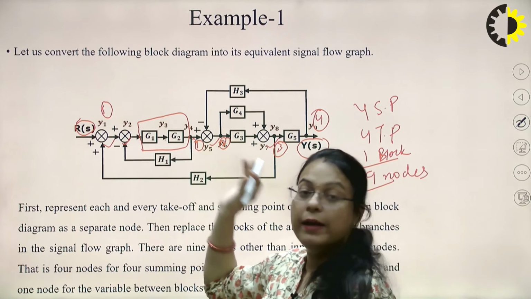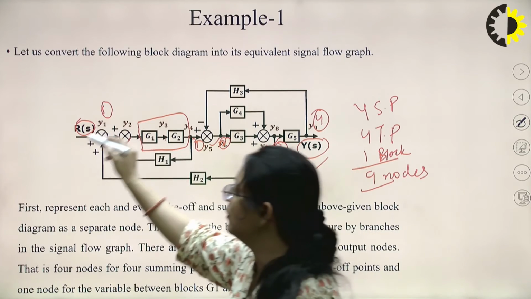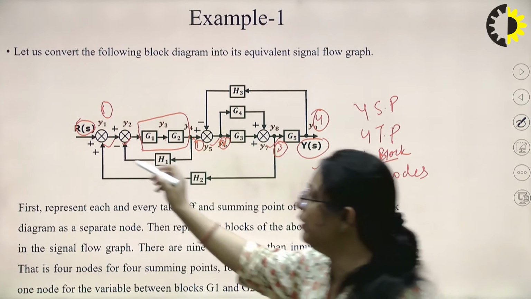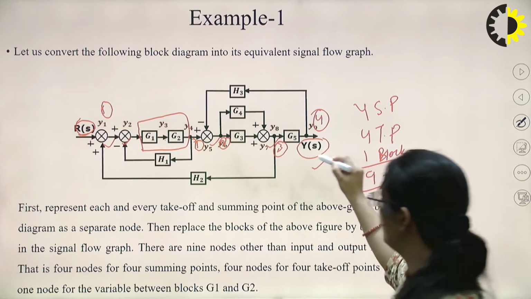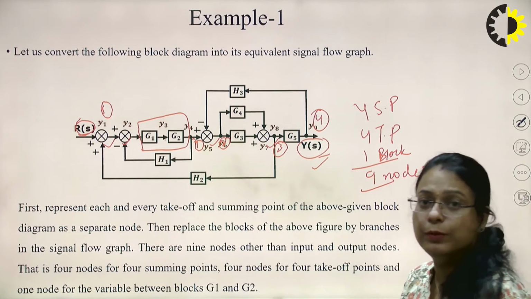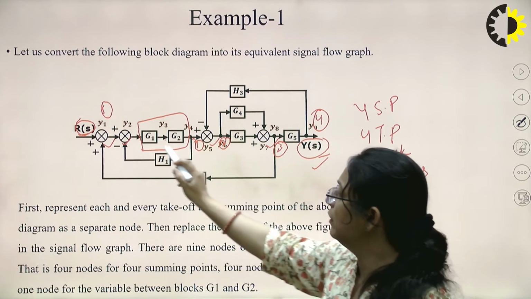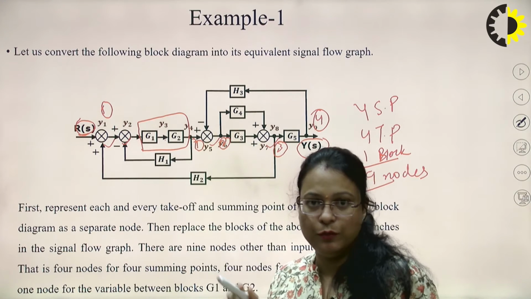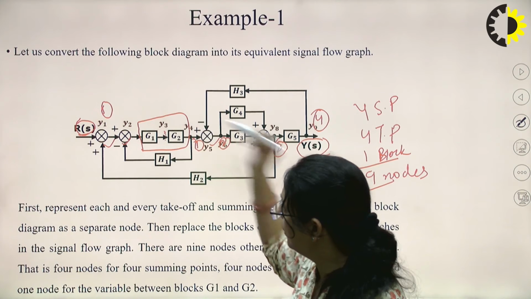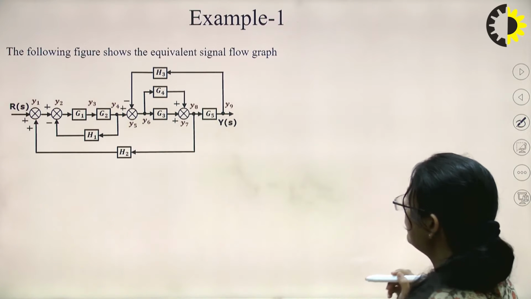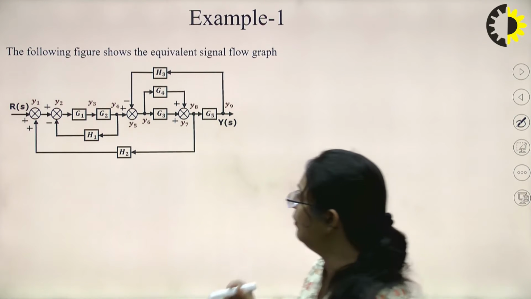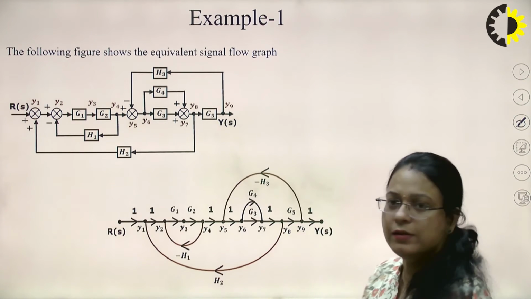So for this, these 9 nodes exclude the RS and YS, the input and output, okay? And the gain between the G1 and G2 block will be represented by 1, okay? So here you can see this is the block diagram. Now let's try to make the signal flow graph.